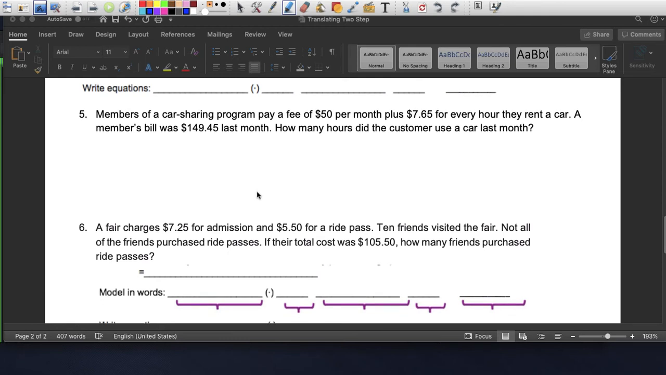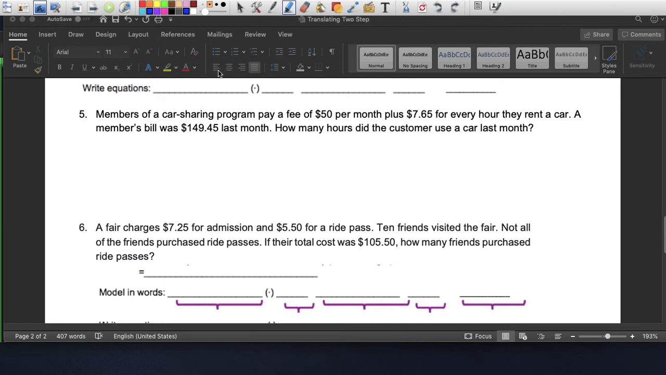So number 5. Some of these questions are tough because you never rent a car, or you're never paying for anything. So for questions that require you to be in that situation, it's hard. Nevertheless, let's see what we can do.